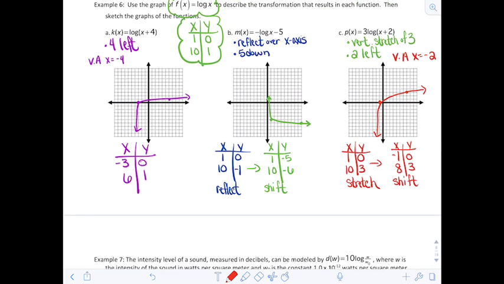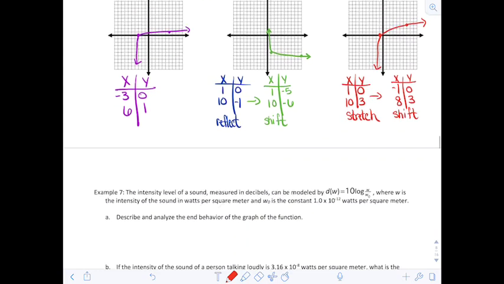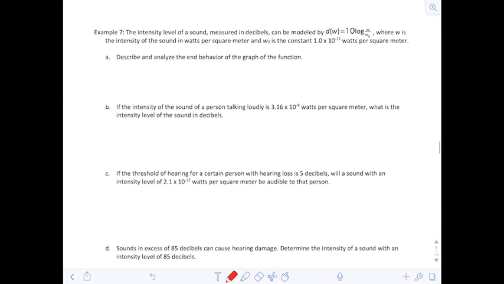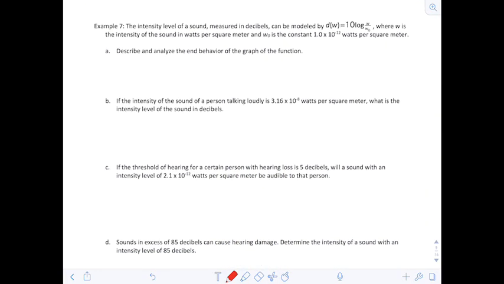Okay, so there are our graphs. We're going to finish with this application problem. It says the intensity level of a sound measured in decibels can be modeled by d of w equals 10 times the log of w over w sub 0. So first of all, let's point this out. The intensity level of a sound in decibels is measured by d of w.